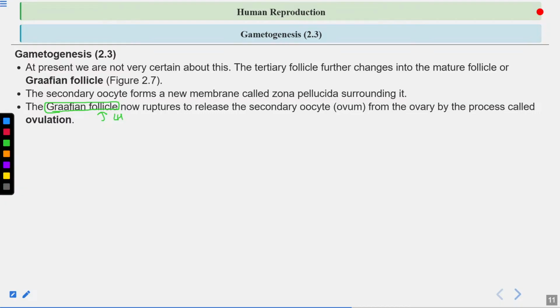Okay. So, the Graafian follicle ruptures and it releases the secondary oocyte that will form the ovum later. The secondary oocyte is released by the ovary, and this process is known as ovulation. Okay. So, what is ovulation? Release of the secondary oocyte.